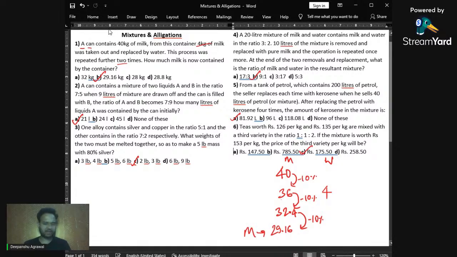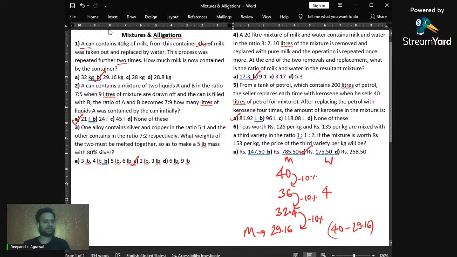We don't actually need the quantity of water, but if we needed it as well, you just need to subtract it from 40. So water would have been 40 minus 29.16, whatever it comes, 10.84. All right, so this is done.